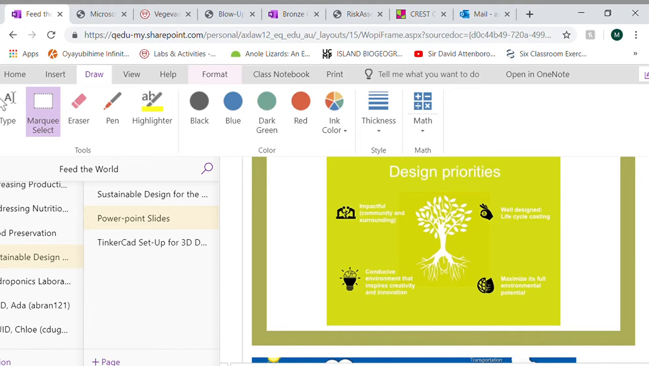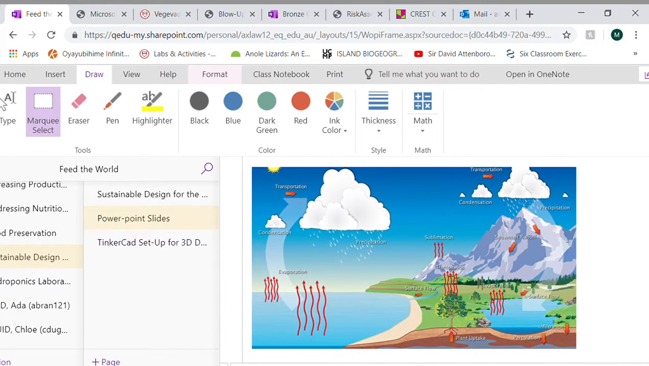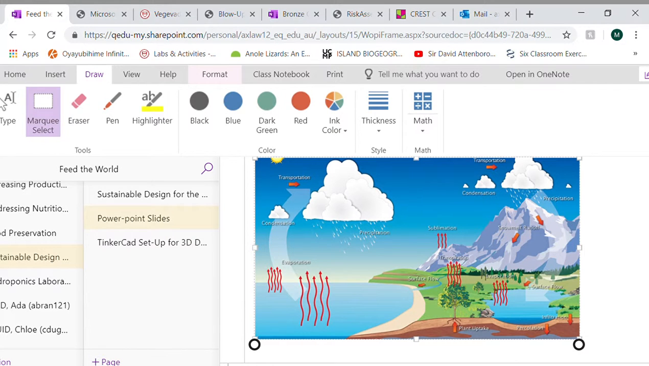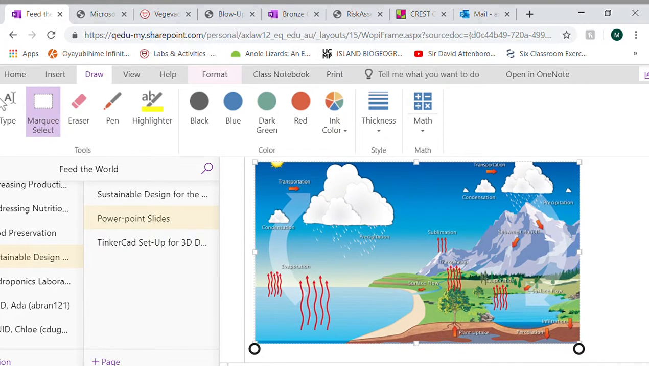Is it conducive to the environment? So does it inspire other scientists and other people to be creative and innovative in sustainability? And does it maximize its full environmental potential? So does your farm meet the needs of not only your plants but of the people that are living around your farm? So an example of this was, does it take into consideration the water cycle?